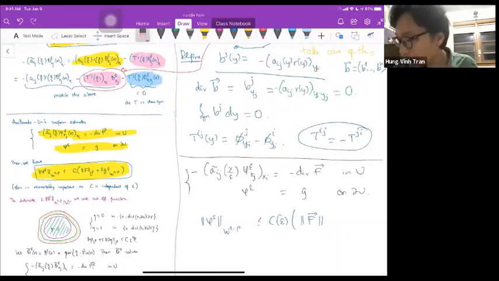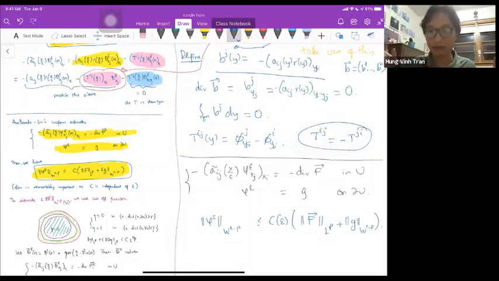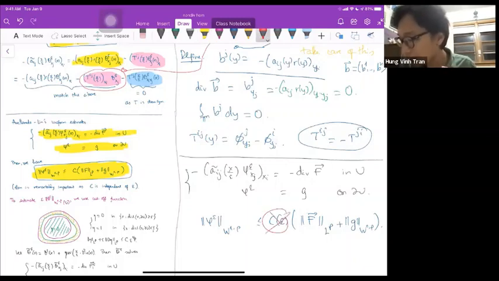F in LP plus G in W1P. So this is a very basic Calderon-Zygmund estimate, okay? But it's depending on epsilon. So what's really an important contribution of Avellaneda and Lin is that they prove that this C is not C epsilon, but C, independent of epsilon.